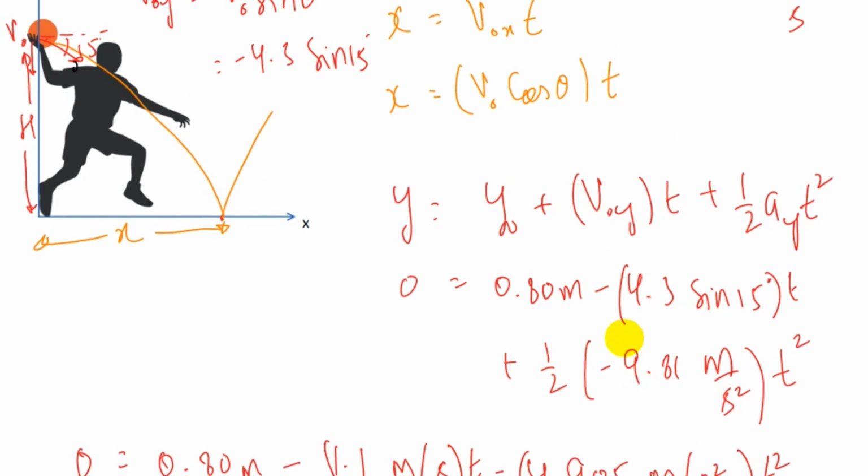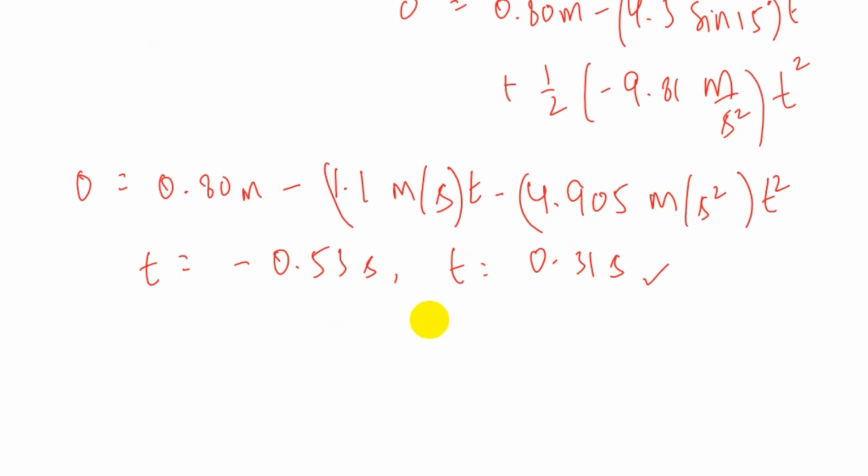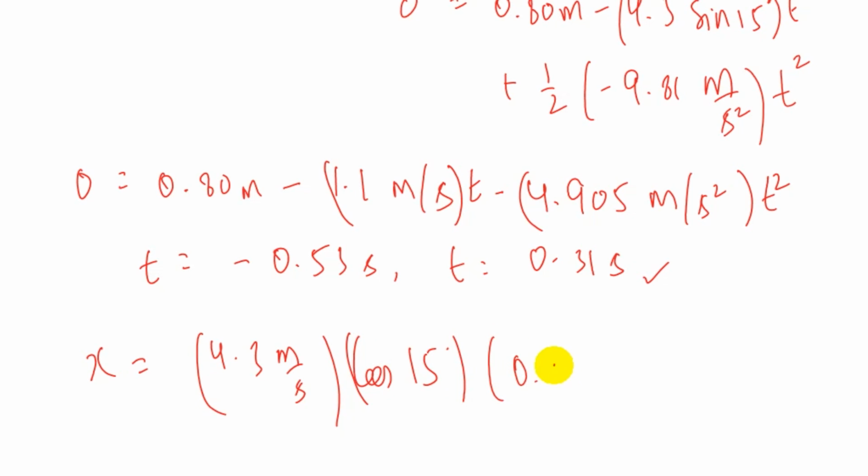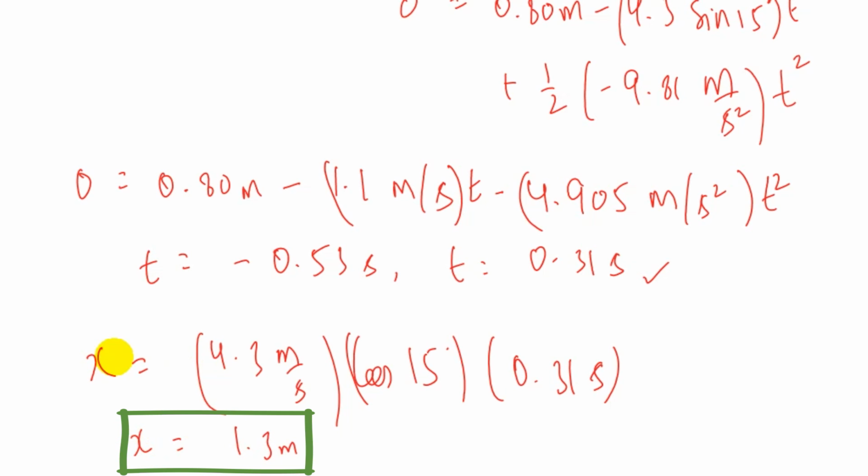Now we can put it here to find the value of x. So x equals v0, which is 4.3 meters per second, multiplied with cosine theta, which is 15 degrees, and time is 0.31 seconds. So on solving this, we'll get the value to be 1.3 meters. Therefore the horizontal distance traveled by the ball before bouncing is 1.3 meters.